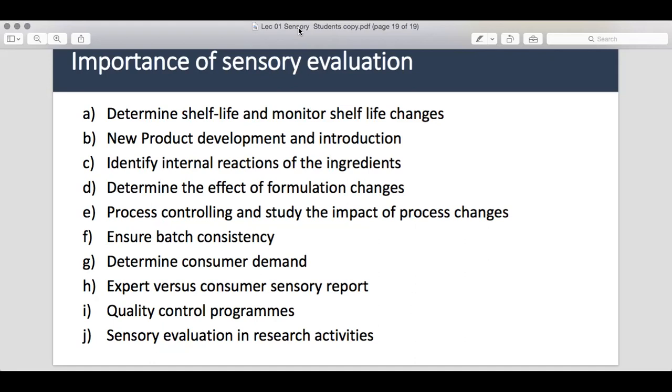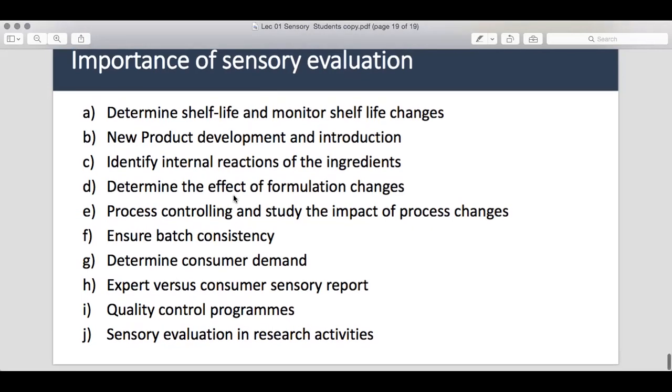You may have heard about ginger and cassava, right? There are some internal reactions, and sometimes we use some salt with some fruits, right? So there are some reactions. So to determine these reactions, we are using sensory evaluation.